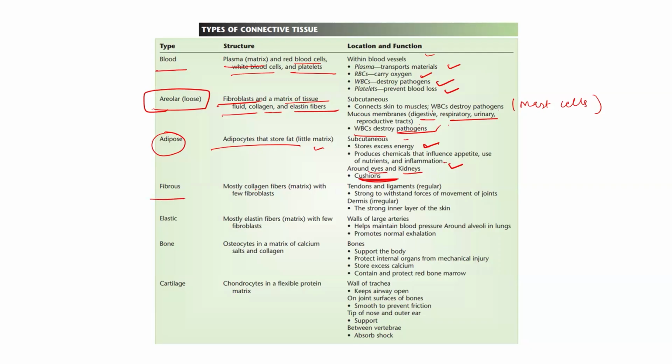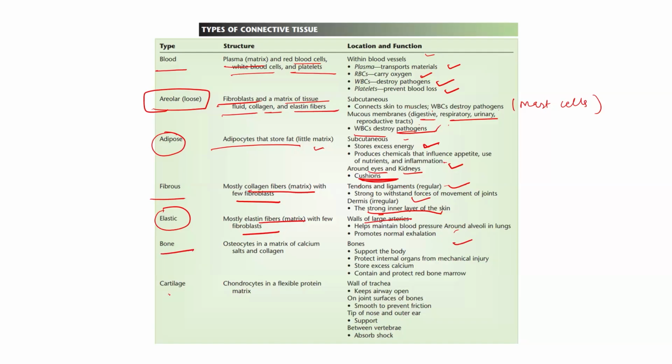Next, we have fibrous connective tissue that mostly consists of collagen fiber matrix with fewer fibroblasts. Tendons and ligaments, for example, are regular fibrous connective tissue. Or we have irregular fibrous connective tissue in the dermis. The function of tendons is to connect the bones to the muscles. The function of ligaments is to connect bone to bone. They form a strong inner layer of the skin. Elastic connective tissue usually consists of elastin fibers with few fibroblasts. They are usually present in the walls of large arteries where they have to maintain the blood pressure.